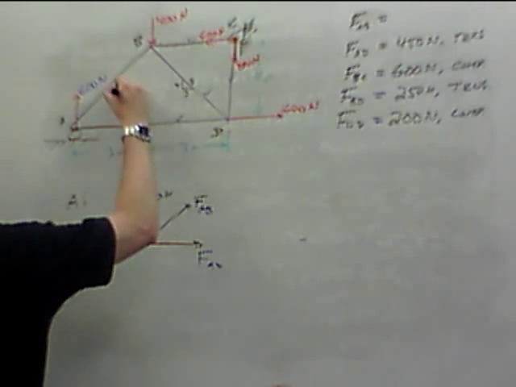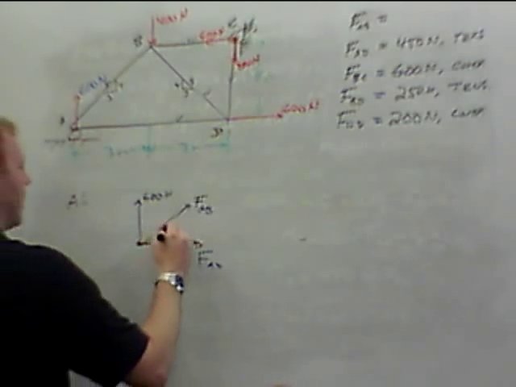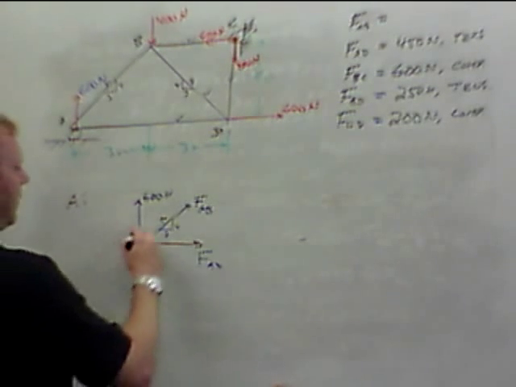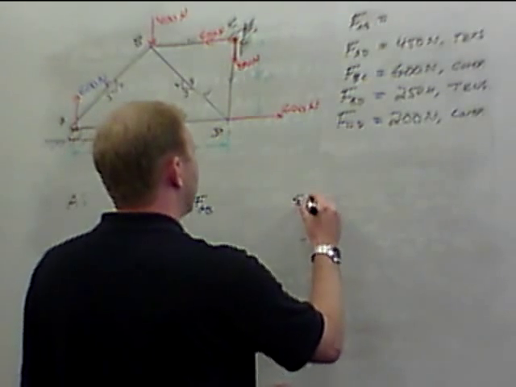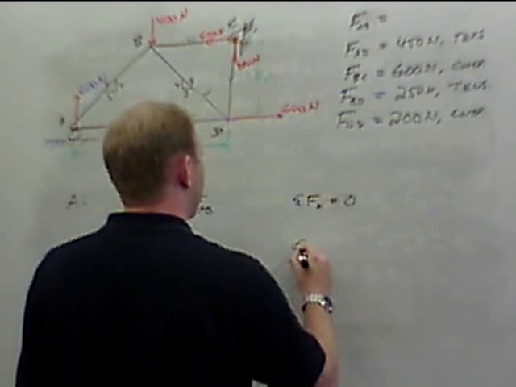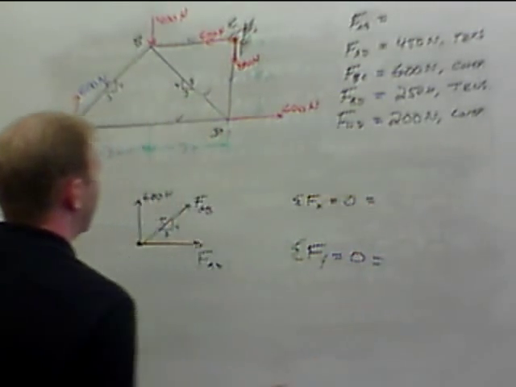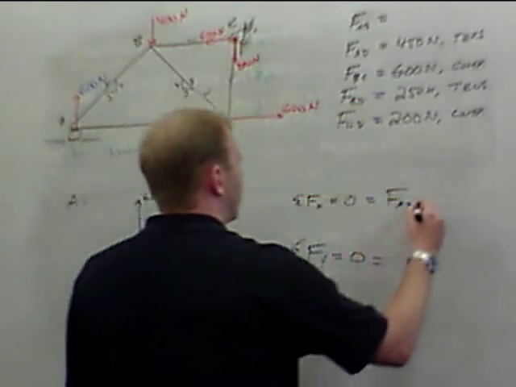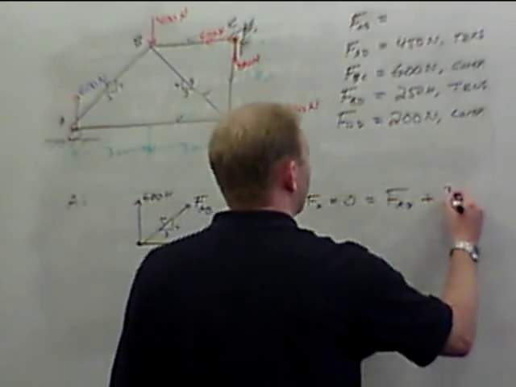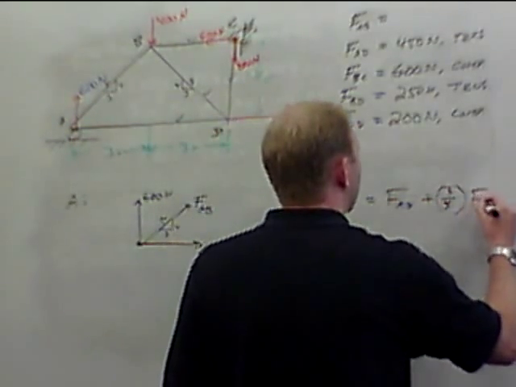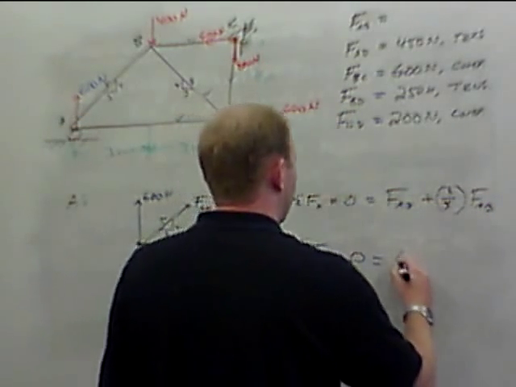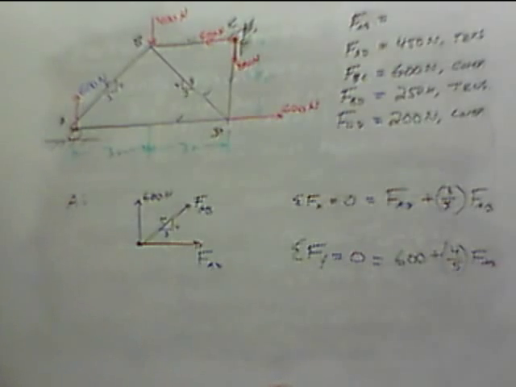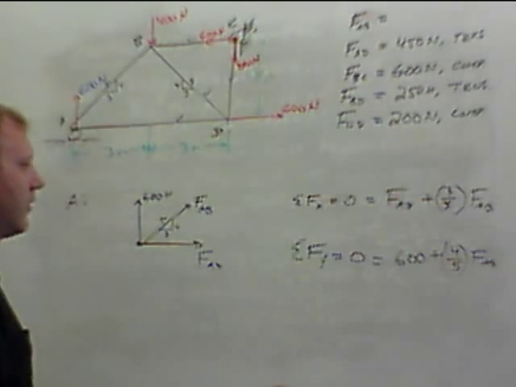This is also a 3, 4, 5 right triangle. That was intentional. So here we can do summation of forces again. Summation of forces in the x equals 0, or summation of forces in the y equals 0. We're only going to end up needing one of these, but I'll do them both out. So in the x we have FAD plus 3/5 of FAB, or for y, we have 600 plus 4/5 of FAB. Either one works, so we can go ahead and work with this either way.